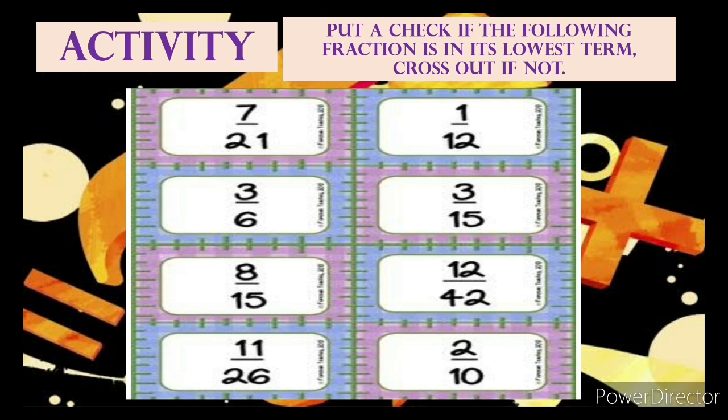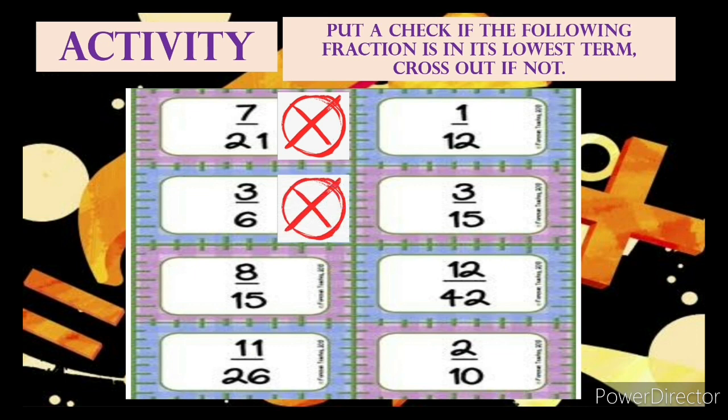Okay, let us see if the following fraction is in its lowest term. 7 all over 21. So, this is not in its lowest term. Bakit kaya? Kasi, ang GCF nila ay 7. Next, 3/6. Hindi din. Bakit kaya hindi? Dahil ang GCF nila ay 3. 8 all over 15. Check, nasa lowest term siya. 11 over 26. Check din, nasa lowest term din siya.